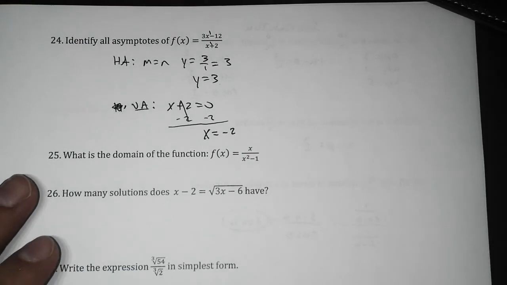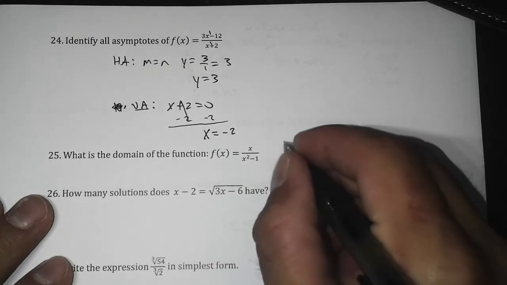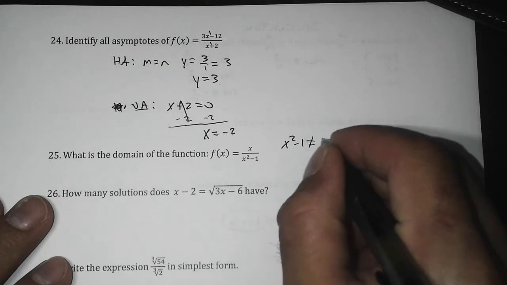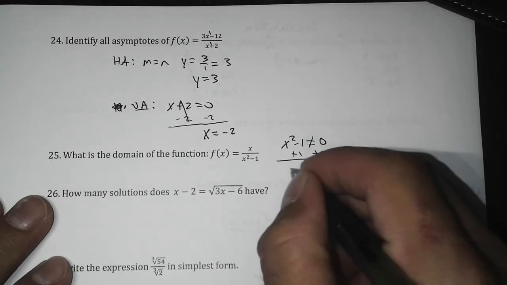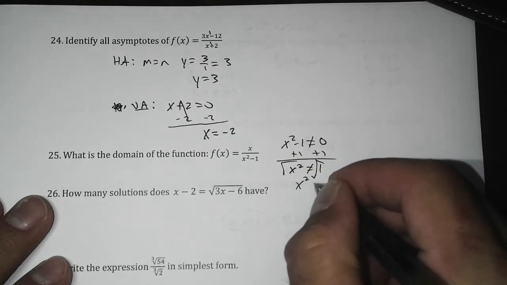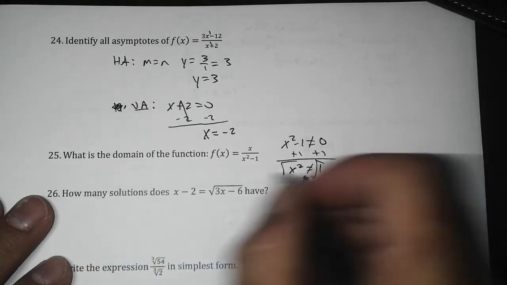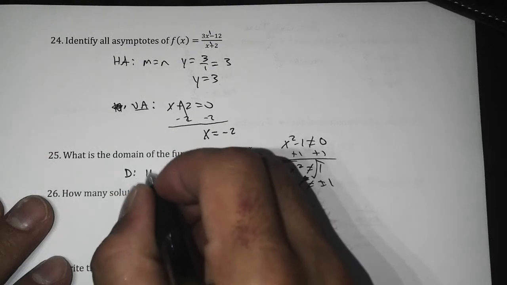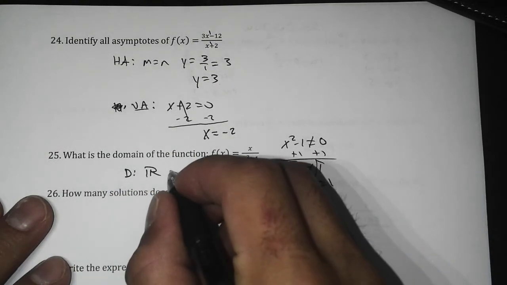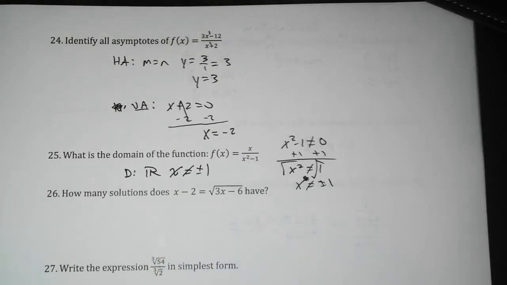Okay, pretty simple. 25, what is the domain of the function? So once again, domain of the function refers to the x values in a fraction. We cannot divide by 0. So look down here, x squared minus 1 cannot be 0. That's just x, plus or minus 1. So we'll say the domain is all real numbers, but however, x cannot be equal to positive or negative 1.